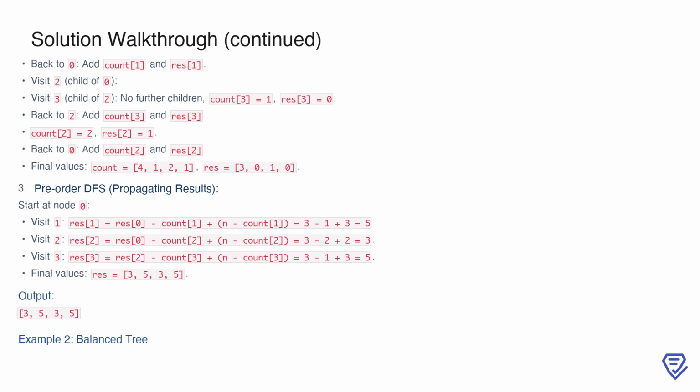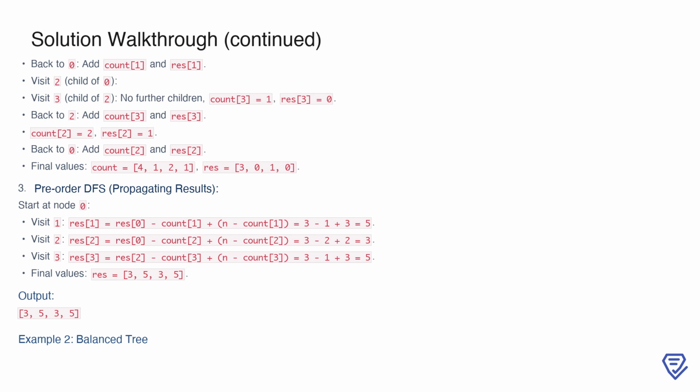Node 2's subtree size becomes 2, and its distance sum is 1, accounting for the edge between nodes 2 and 3. Finally, back at node 0, we combine the results from both of its children, nodes 1 and 2. The total subtree size at node 0 is now 4, and the sum of distances from node 0 to all other nodes is 3. With these post-order results calculated, we proceed to the pre-order DFS to propagate distance sums.